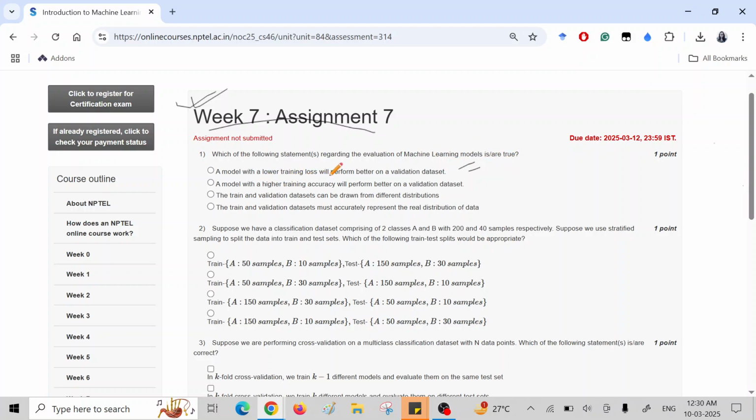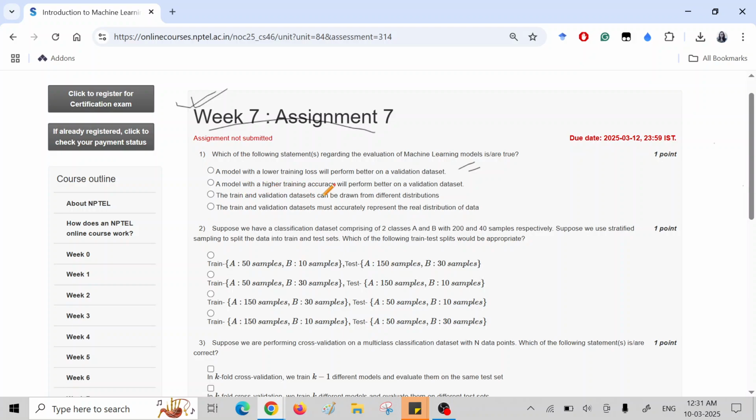A model with lower training loss will perform better on a validation data set. That is false. Okay. A model with a higher training accuracy will perform better on a validation data set. So that is also not necessarily correct. So this is false again.